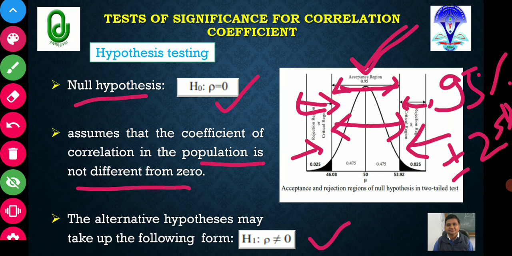If it is falling in these two areas, this is called the rejection region. We will reject the null hypothesis. That means we will accept the alternate hypothesis. What was the alternate hypothesis? That the correlation between these two variables is not by chance, but there was something. That is why there is a difference between the correlations. So this is how we are testing the significance of the correlation coefficient, whether it is falling in the acceptance region or in the rejection region.